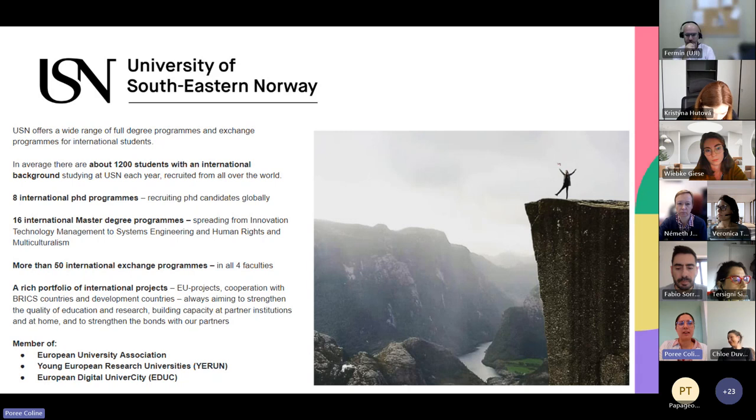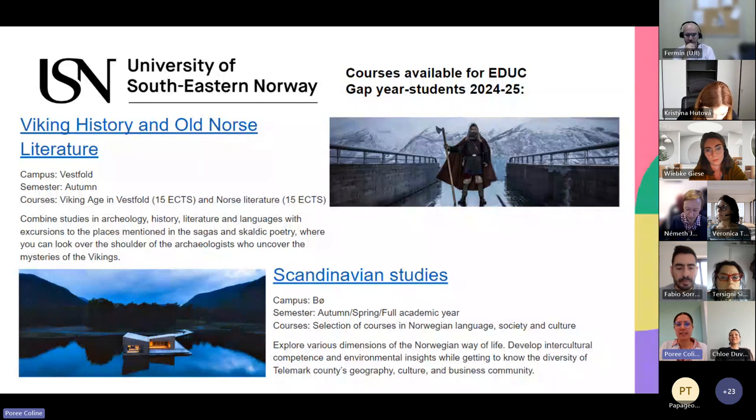anything you might need. But I think what I want to focus on is this slide, which is the courses that are actually available for EDUC gap year students next year. And for USN, you have the choice between two specific programs. That means that you don't get to pick and choose courses from all faculties, but you have to choose either the Viking History and Old Norse Literature program or the Scandinavian Studies program. So if you are interested in going to Norway, this will be one of the programs that you'll have to choose from. And the first one is only for the autumn semester, as you can see here. And the second one can be either for autumn or spring or for the full academic year.